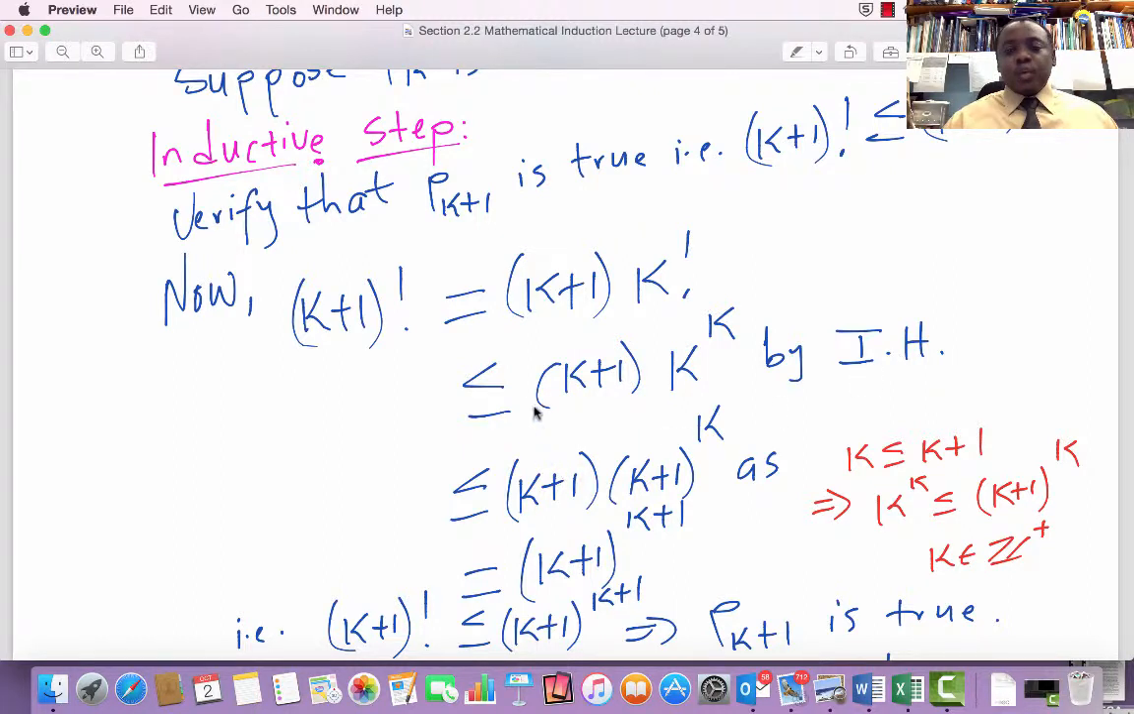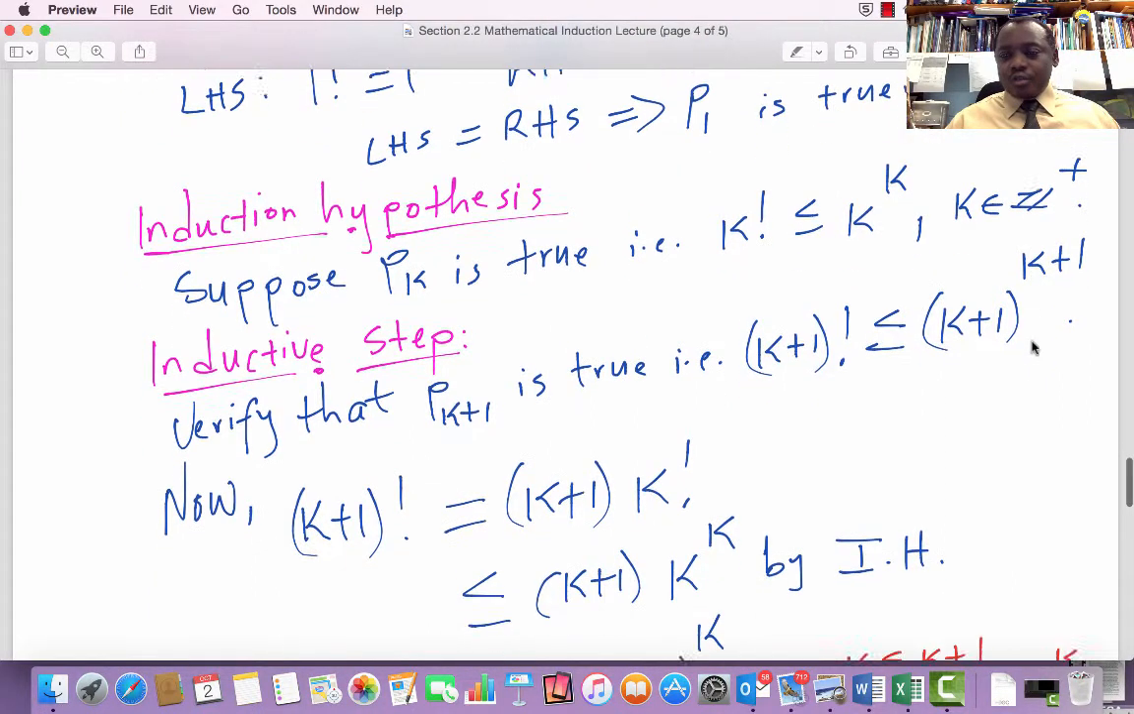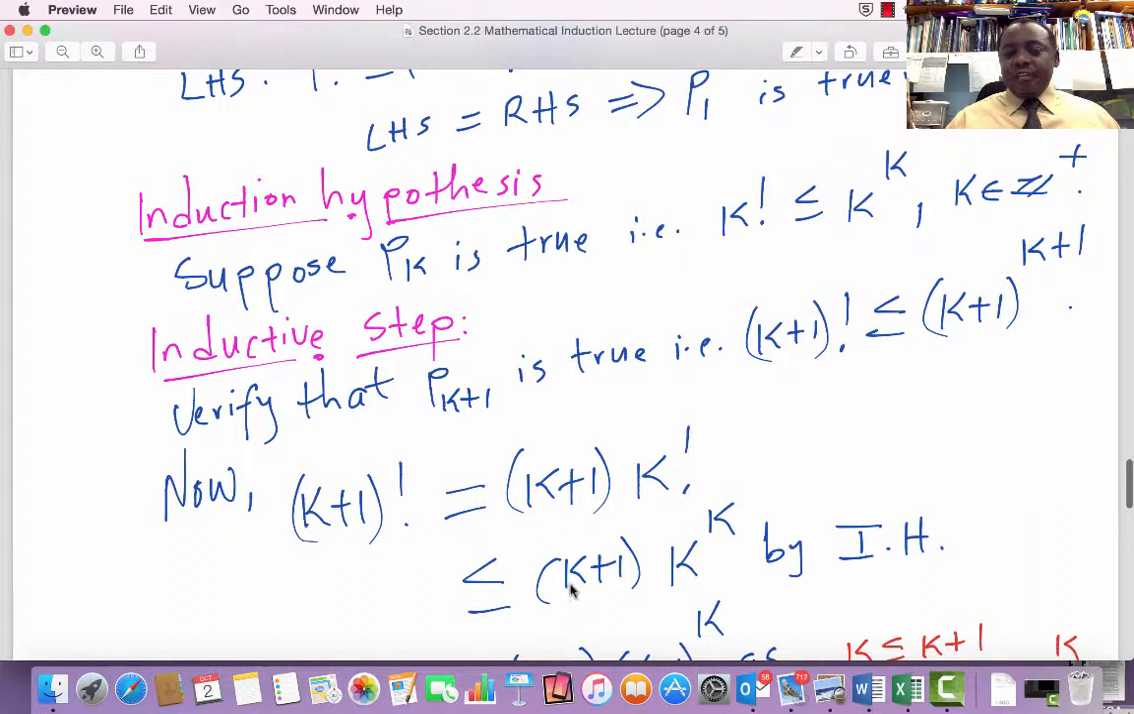We did not touch k plus 1, so it stays, and the inequality is valid by the properties of positive integers. But what do I really want to get? I need k plus 1 raised to the power k plus 1. What do I have? I have k plus 1 times k raised to the power k.